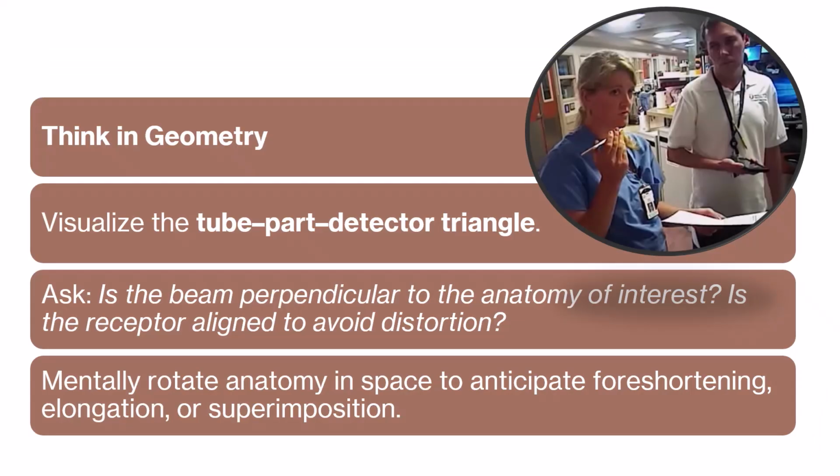Most radiographers are visual learners, not all, but most. So we begin by thinking in geometry. First, you must visualize the tube, part, detector triangle. And ask, is the beam perpendicular to the anatomy of interest? And is the receptor aligned to avoid distortion?